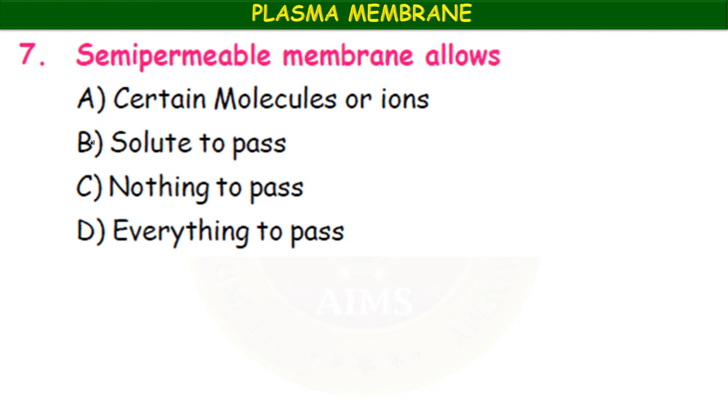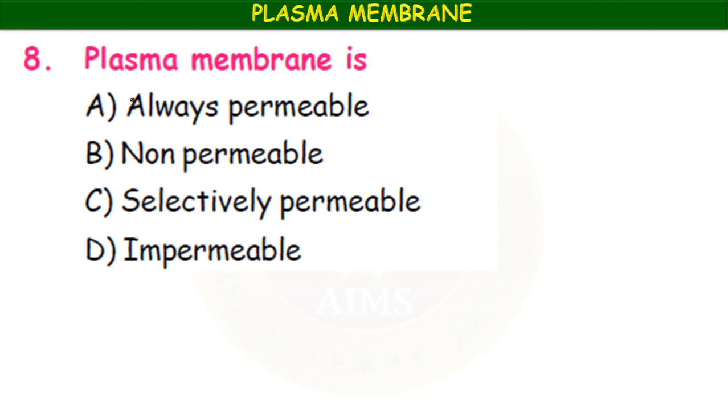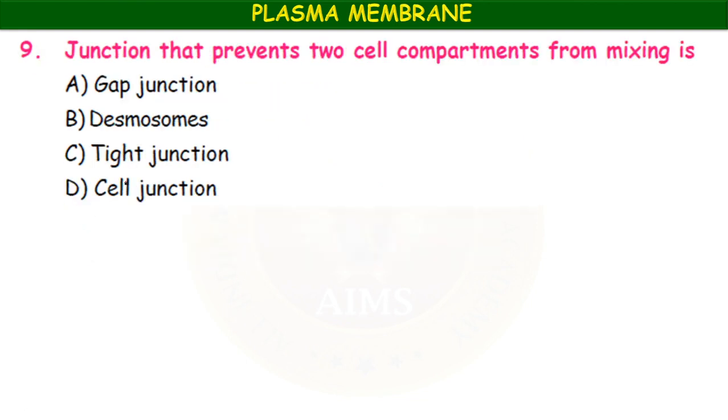A semi-permeable membrane allows certain molecules or ions, solute to pass, nothing to pass, everything to pass. Only certain molecules or ions. So that's why it is semi-permeable. Plasma membrane is always permeable, non-permeable, selectively permeable, impermeable. It is selectively permeable.